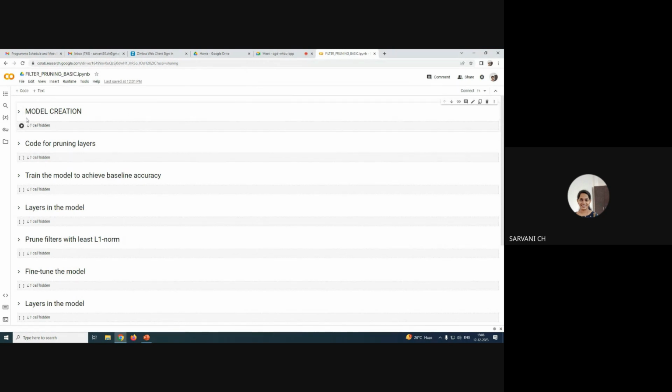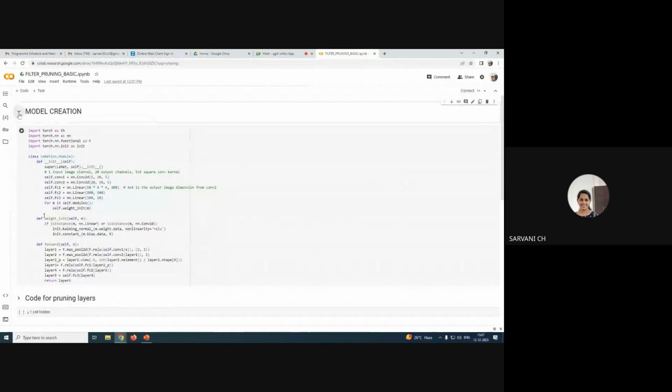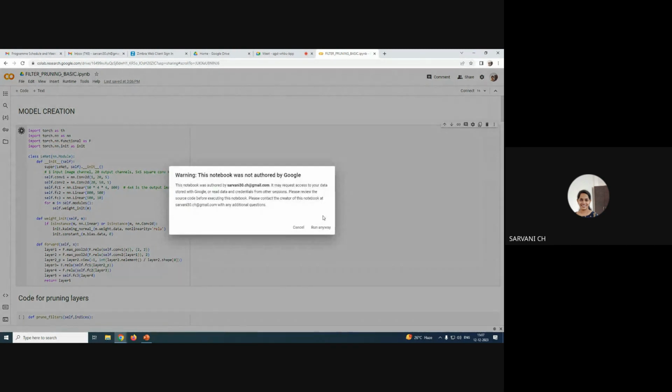You can see in this code, first we are going for creation of the model. These are very simple and basic mechanisms I have followed for pruning the layers, deciding the importance of the filters, and fine tuning. I have taken a simple architecture and a simple criterion for deciding the importance of filters. Initially, this is the model creation. This is the LeNet architecture. You might be aware of this LeNet architecture we have utilized in this work. So please run through this.